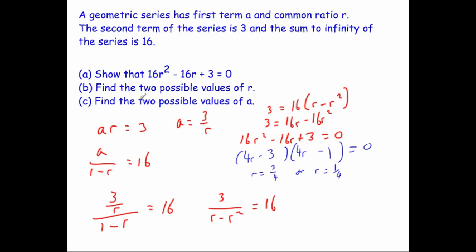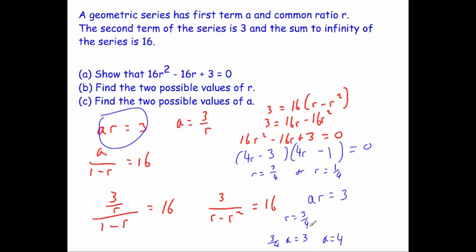Part C says find the two possible values for a. Well, we've got ar equals 3. So if we put r into here and the other value for r into here, we'll get our two values for a. So the first option is whenever r equals 3/4, that will give us 3/4 a equals 3. And then if we divide that by 3/4, we'll find out what a is, equals 4. So a equals 4, so that's one option.